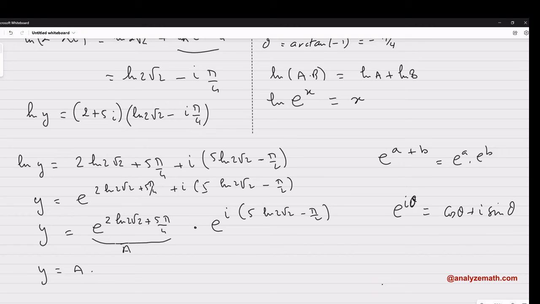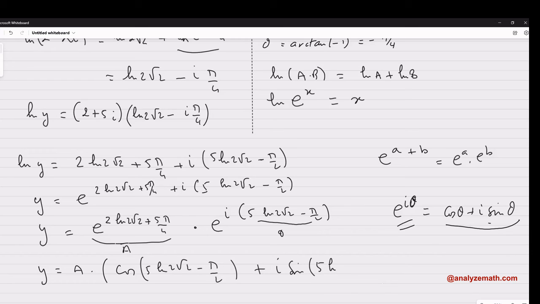Now, what we have here is e to the power i theta. And by Euler's formula, we can write it like this. So this is A, and then we multiply by cosine theta. This is our theta, yeah? Cosine of 5 ln 2 square root of 2 minus pi over 2, plus i sine of theta. Theta again is 5 ln 2 square root 2 minus pi over 2.